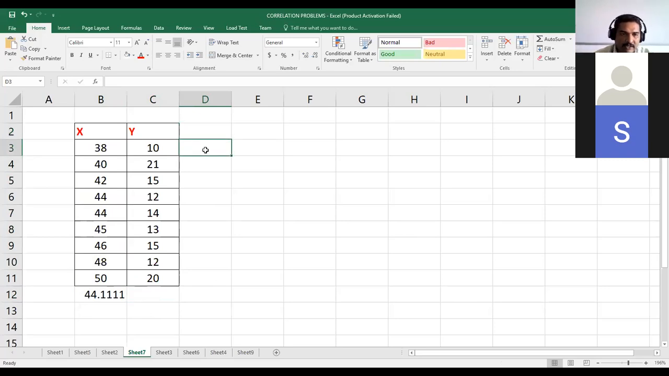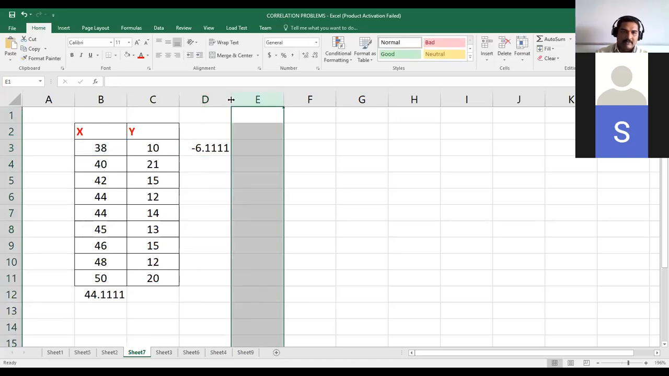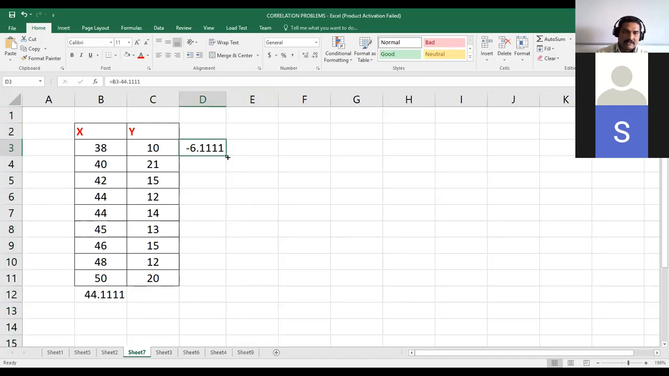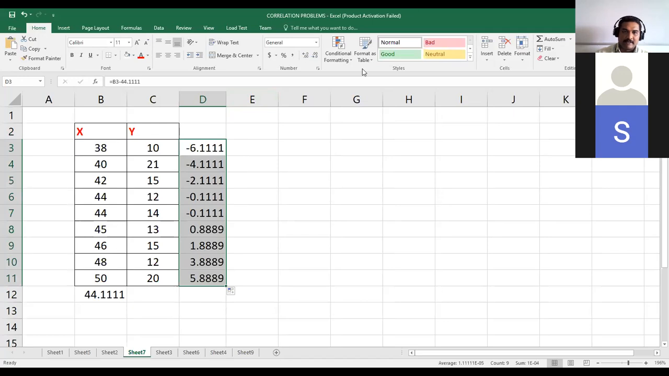Here I'm finding x minus x bar. So this one, I'm doing the formula, this value minus 44.1111. Okay. So if I am finding x minus x bar like this, see, the values will come like this, x minus x bar. This is x minus x bar.